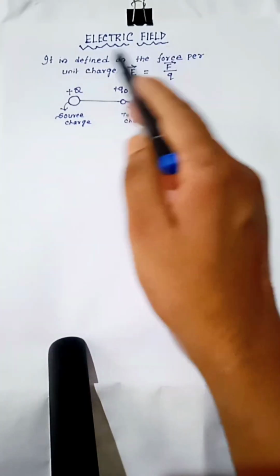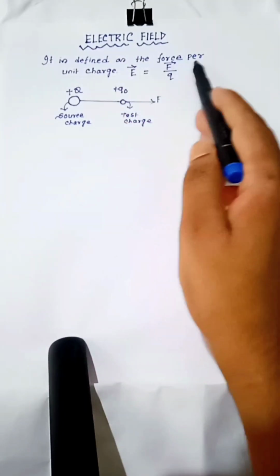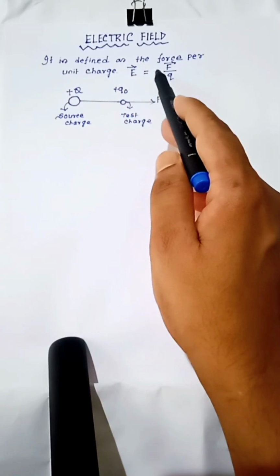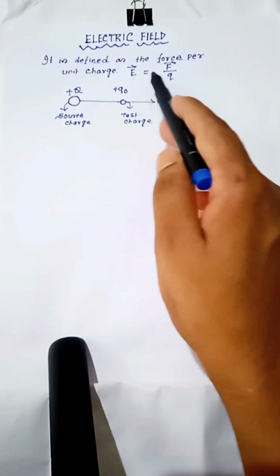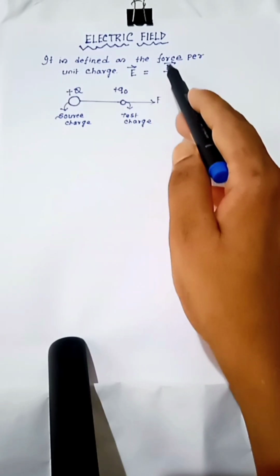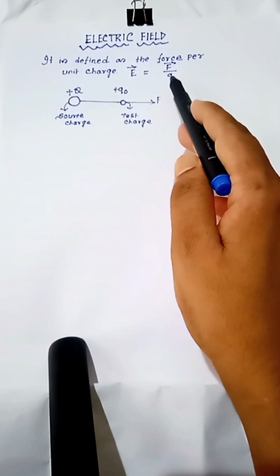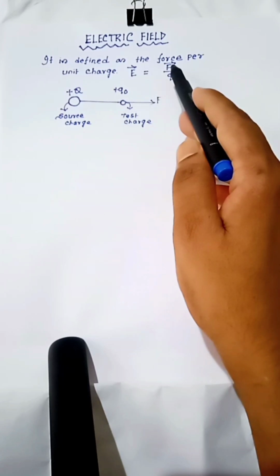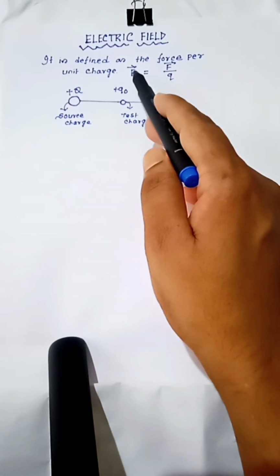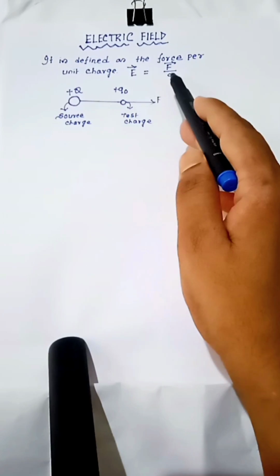What is electric field? It is defined as the force per unit charge. So in mathematics you can write that electric field E is equal to force per unit charge, F by Q. Q is the charge, F is the force, E is the electric field, and here force is a vector quantity and electric field is also a vector quantity.